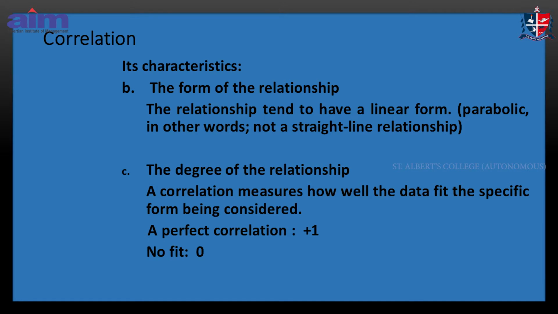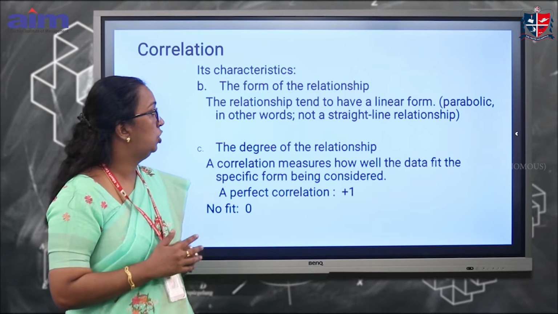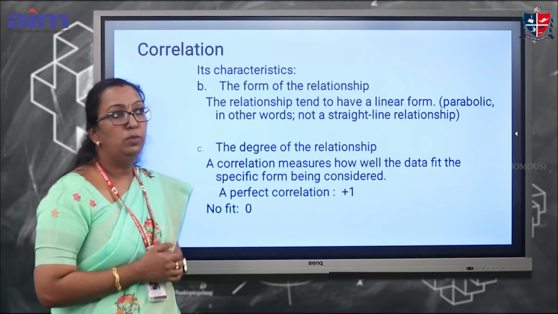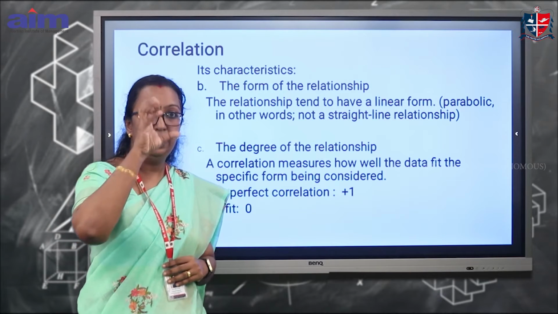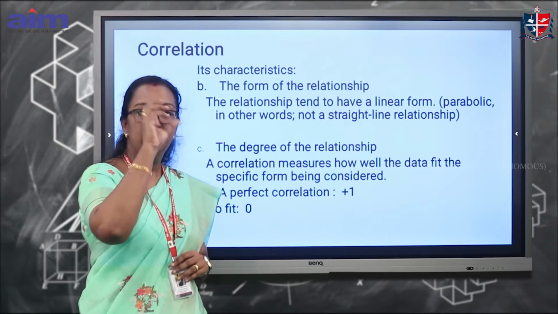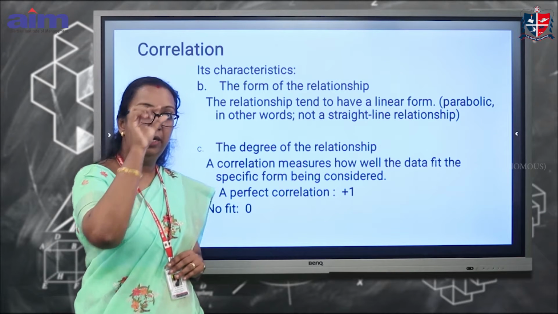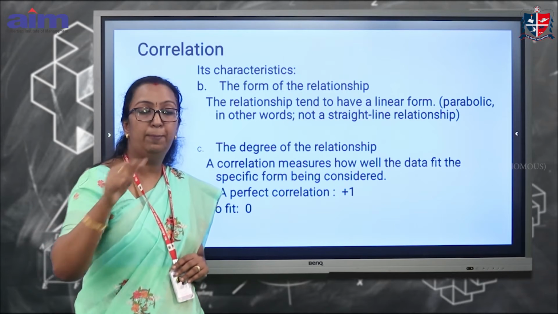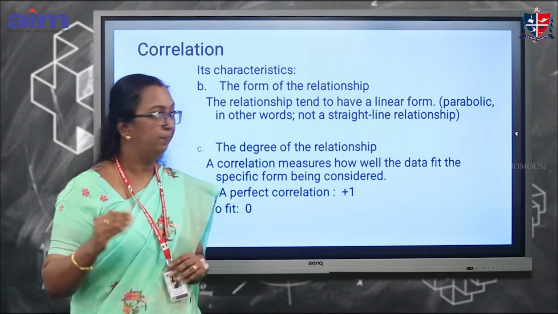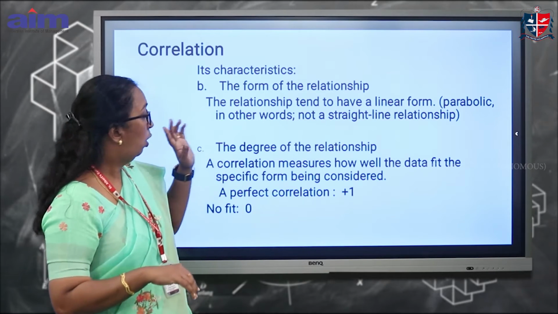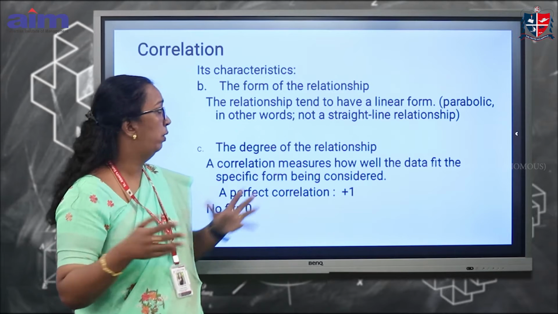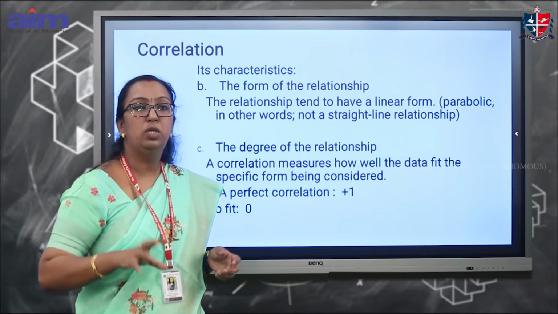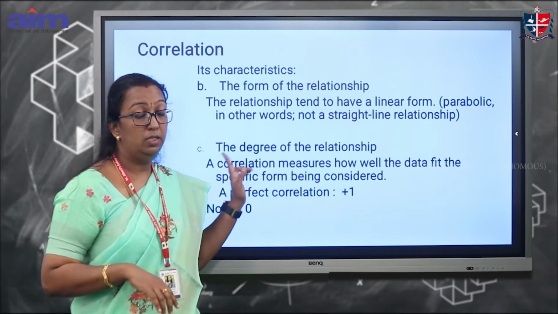The second characteristic is the form of the relationship, whether the relationship tends to have a linear form. In most cases, when you plot the data points in a graph, you get a scatter plot and it will show a trend in a linear relation. That is, when you combine all the data points inside the graph, you get a straight line. That is the linear form. Or whether it is in a parabolic shape or not a straight line relationship, you can understand that using correlation analysis.